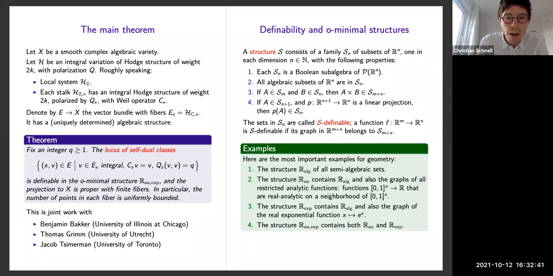And the structure Ran contains all of these. I can say functions on the unit cube, right? Because then, since I have algebraic functions and composition and stuff, I can sort of enlarge the cube in all directions. So then I get any analytic function that's defined on something compact and is analytic on an open neighborhood of the compact thing.